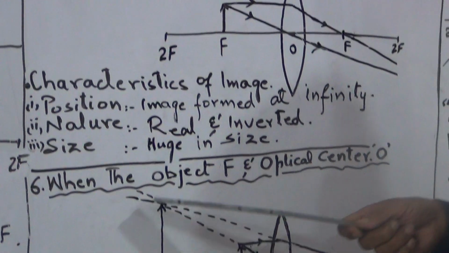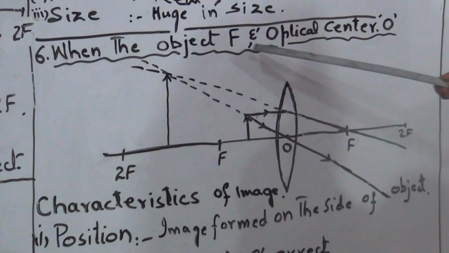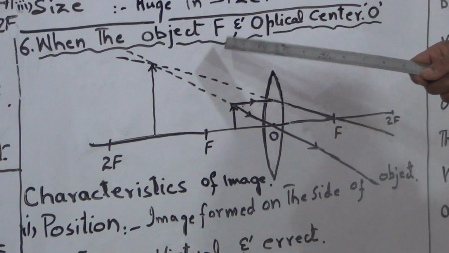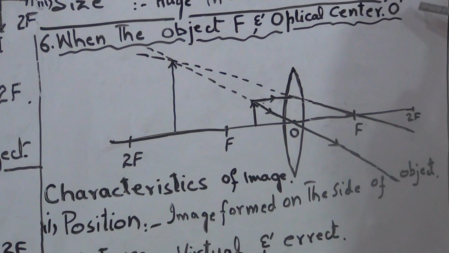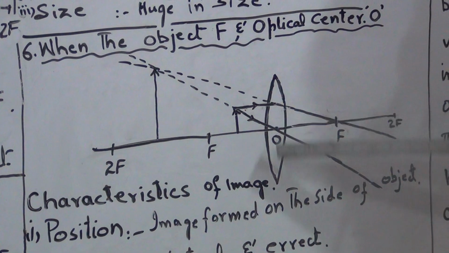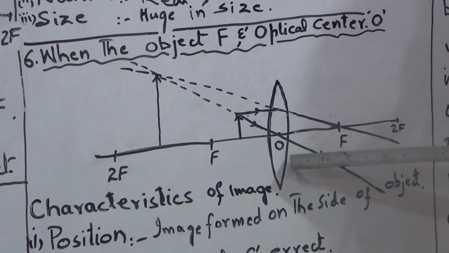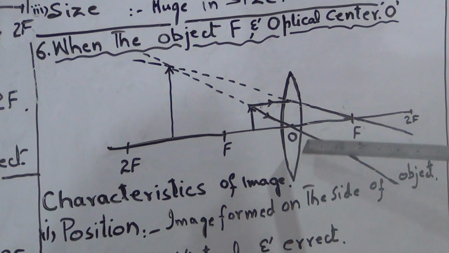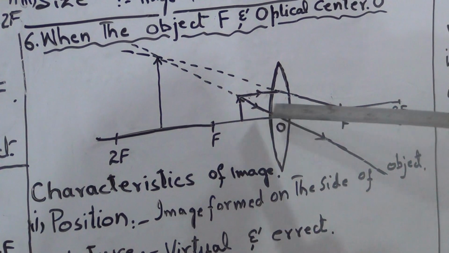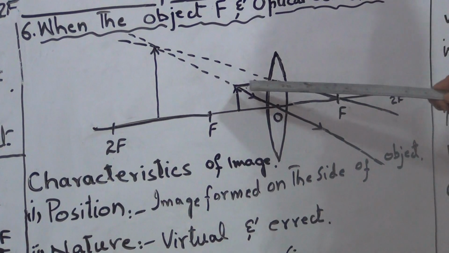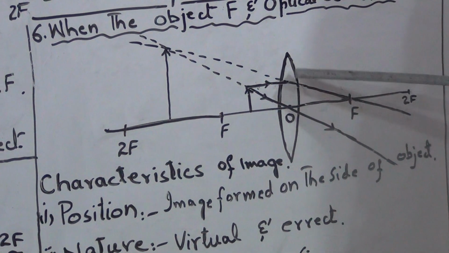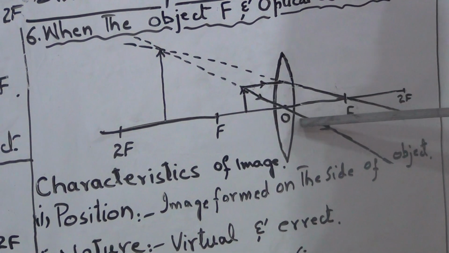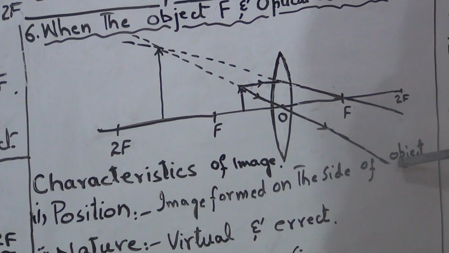Sixth case, when the object is between f and the optical center. Optical center means O. So this is your convex lens, this is its optical center. Now we are placing the object in between f and O. Two rays: one parallel to the principal axis will pass through the focus, and the other passes through the optical center and goes straight without refraction.